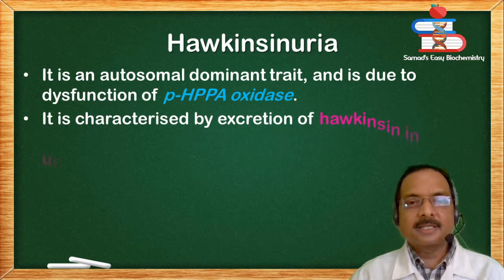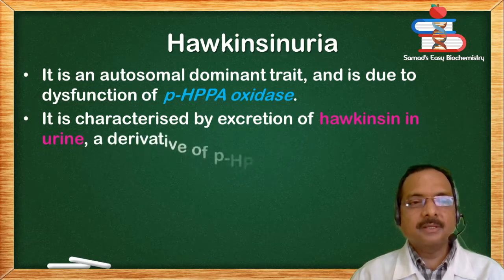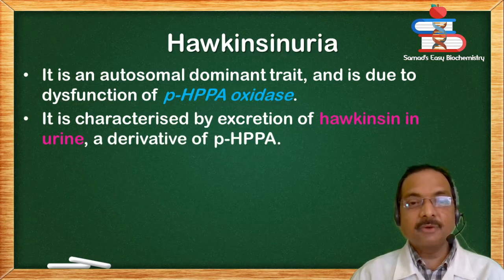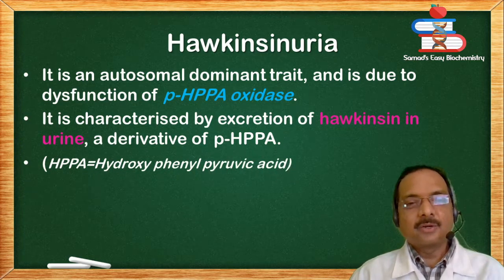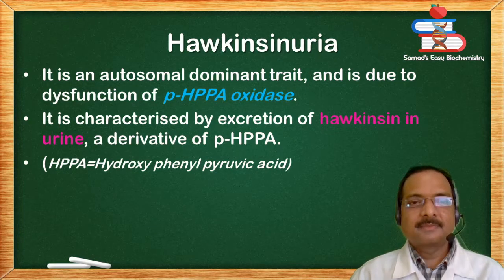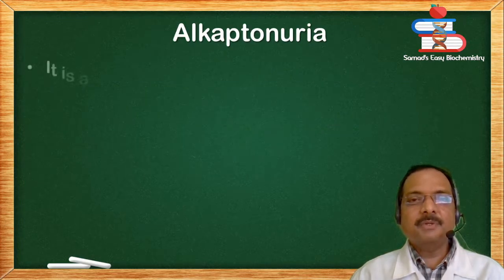It is characterized by the excretion of Hawkinsin in urine. It's a derivative of PHPPA. What is PHPPA or HPPA? Hydroxyphenyl pyruvic acid. Alkaptonuria.